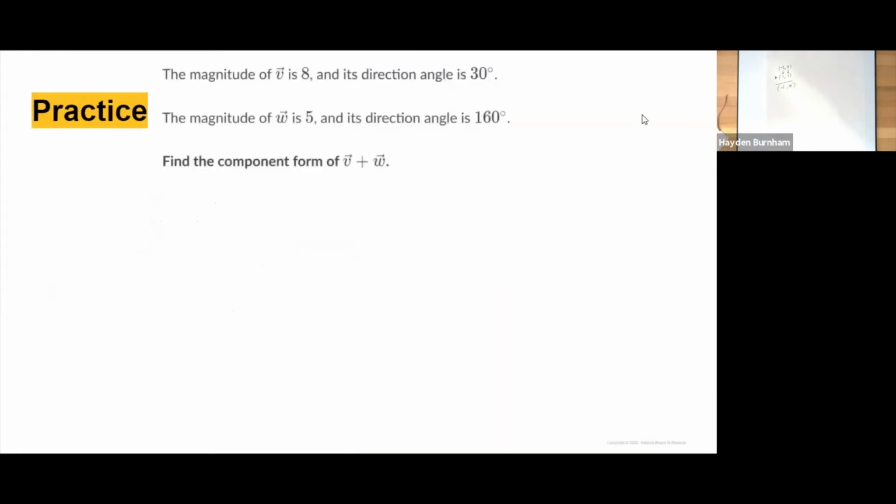So now I'm going to give you guys another practice problem. I'm going to give you a few minutes just to try it out on your own, and then we can go over it together.